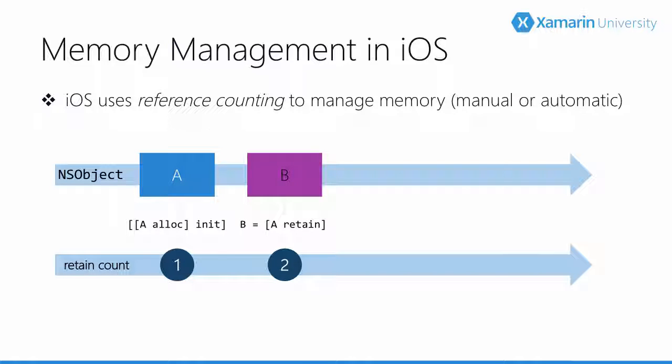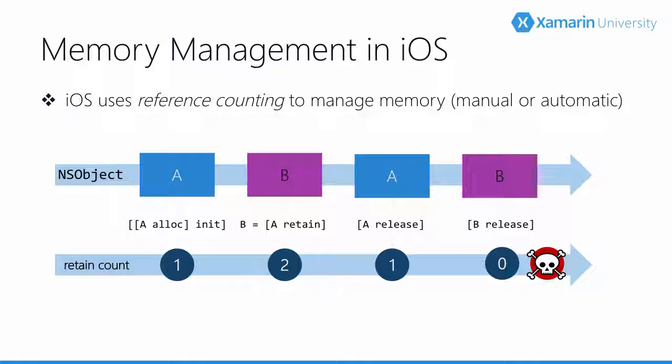So when we allocate and init our object, the retain count is 1. When we do a retain against that object, that's a copy of the reference, and that increments the retain count, so now our retain count is 2, and we have 2 values pointing at the same object, A and B. We then call release on one of those objects. Our retain count is then decremented and becomes 1, and now we only have one valid pointer to that object, which would be B in this case. Then finally, we call release on the B instance. That will decrement the retain count to 0, at which point the memory is deallocated by the iOS runtime and the object goes away.